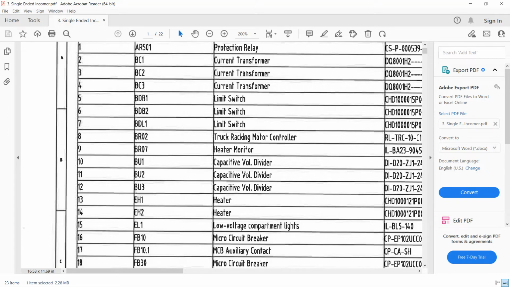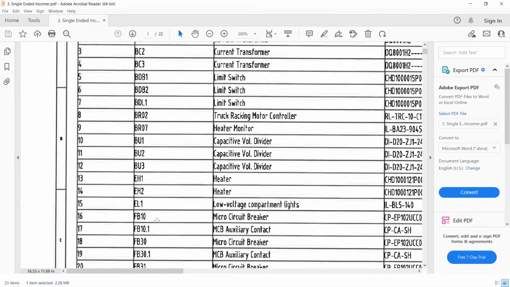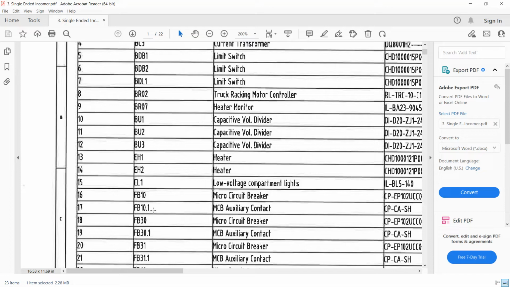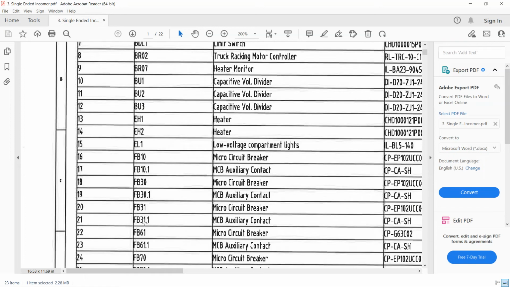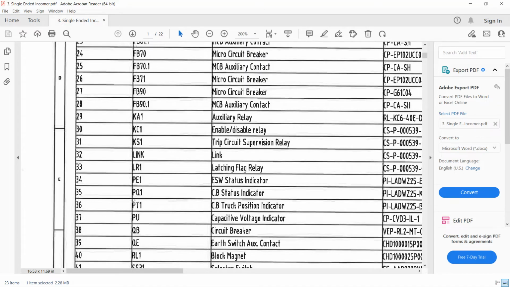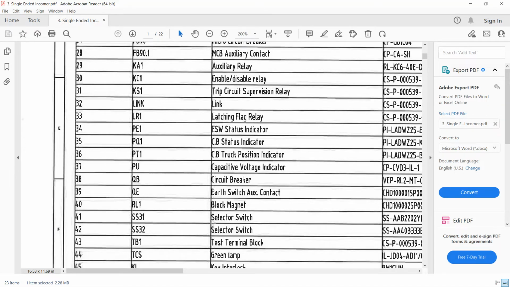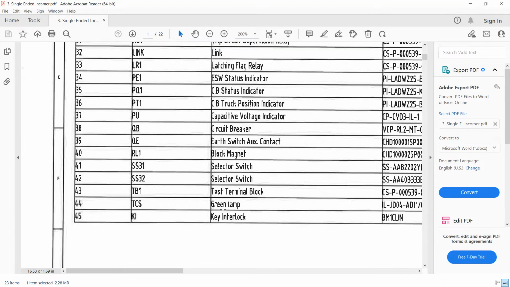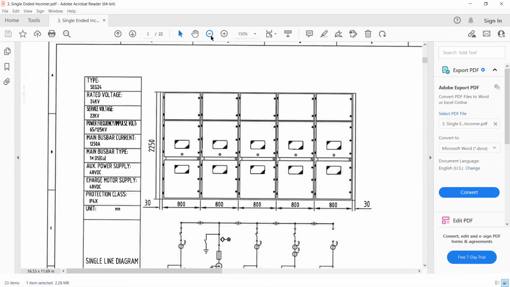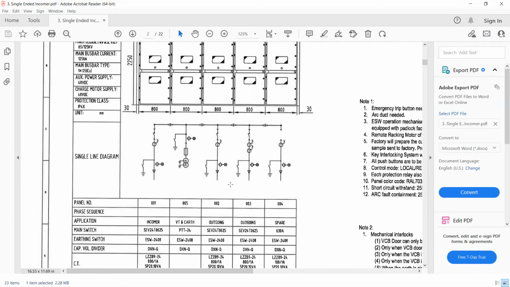So you have to go here first to identify, like EH1 is heater, FB10 is circuit breaker, and auxiliary contacts: FB10-1 belongs to this breaker, 30-1 auxiliary contact belongs to this control breaker. All of this you can see on the second page. PU means capacitive voltage indicator, blocking magnet. Normally we cannot open the door from the cable compartment because the blocking magnet is activated when the bus bar is energized. So let's minimize this one.